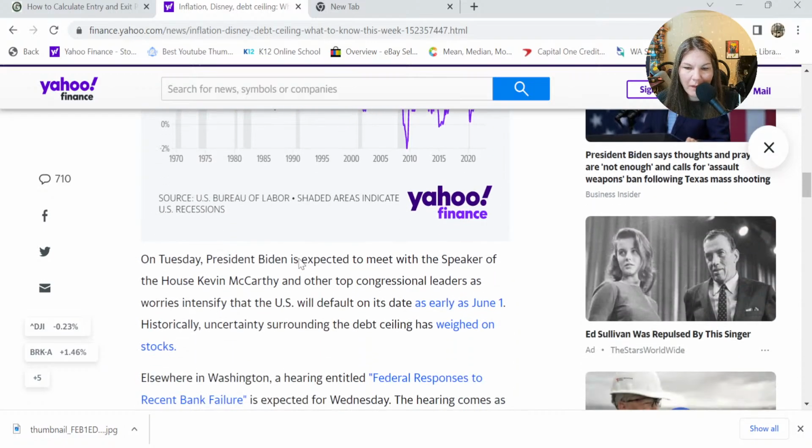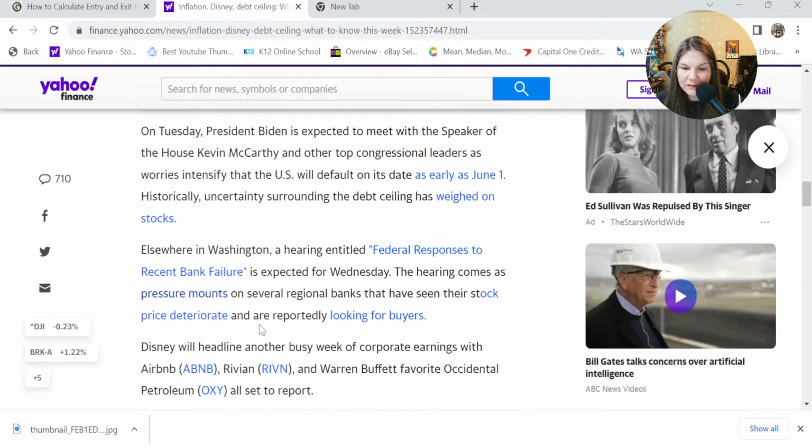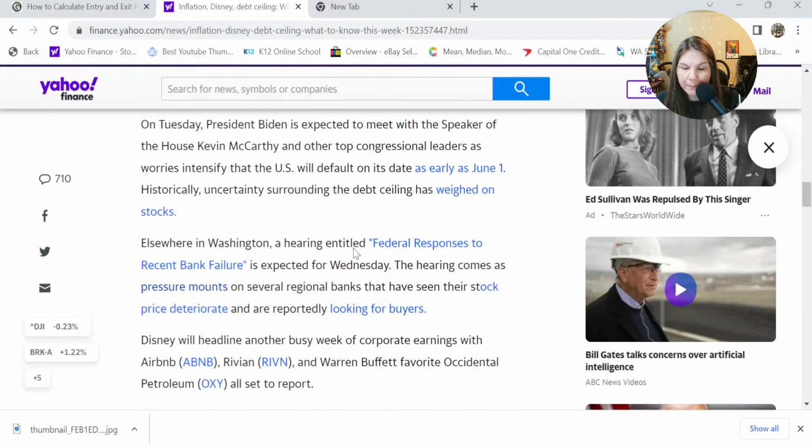On Tuesday, President Biden is expected to meet with the Speaker of the House, Kevin McCarthy, and other top congressional leaders as worries intensify that the U.S. will default on its debt as early as June 1st. Historically, uncertainty surrounding the debt ceiling has weighed on stocks. Elsewhere in Washington, you know they raised the debt ceiling 3 times when Donald Trump was president. 3 times.